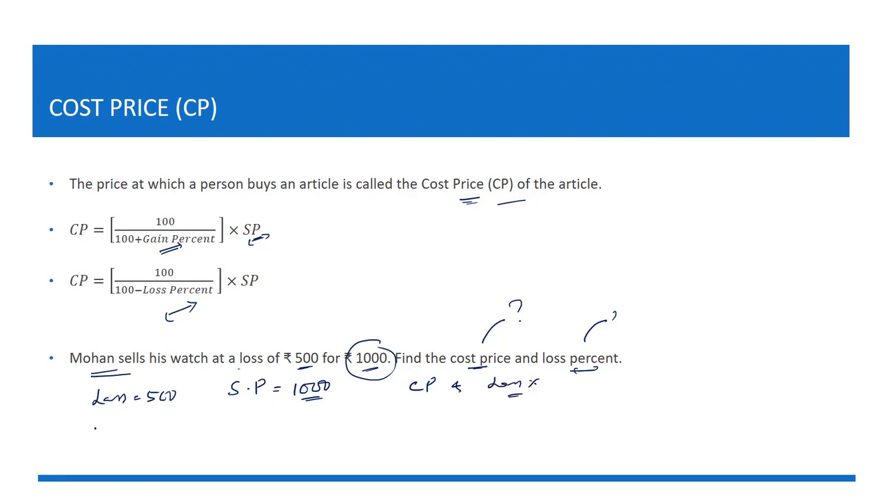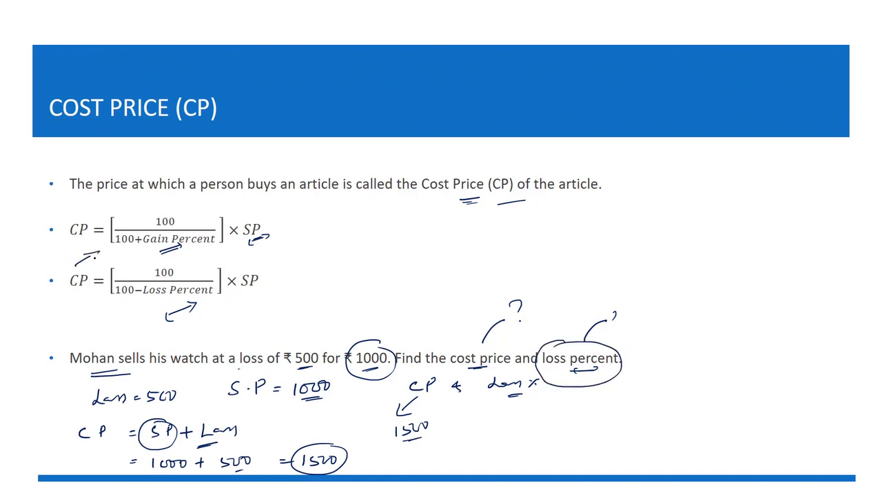Let us check. The cost price is equal to the selling price plus the loss. Now, the selling price is how much? That is 1000, plus the loss of 500. So the cost price becomes 1500. Now we found the cost price, that is 1500. We need to find the loss percent. So just substitute here, and you are going to get the answer.